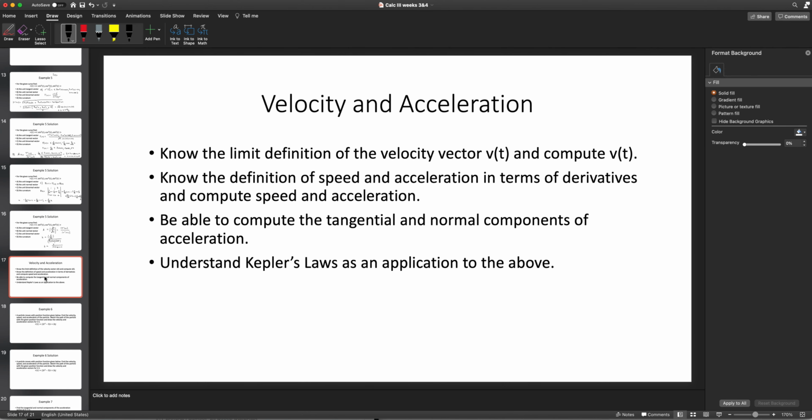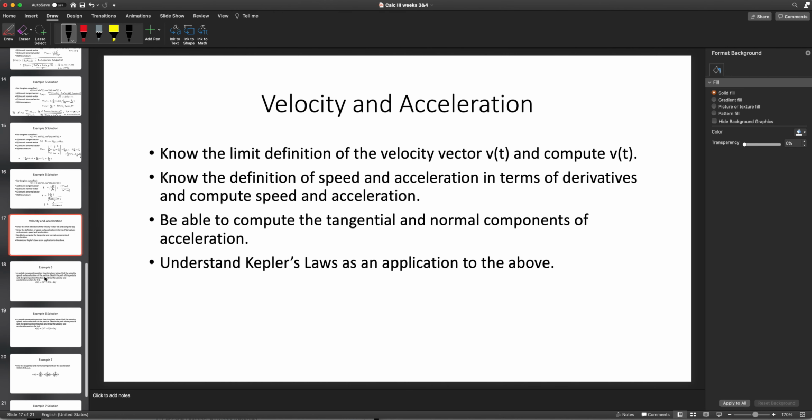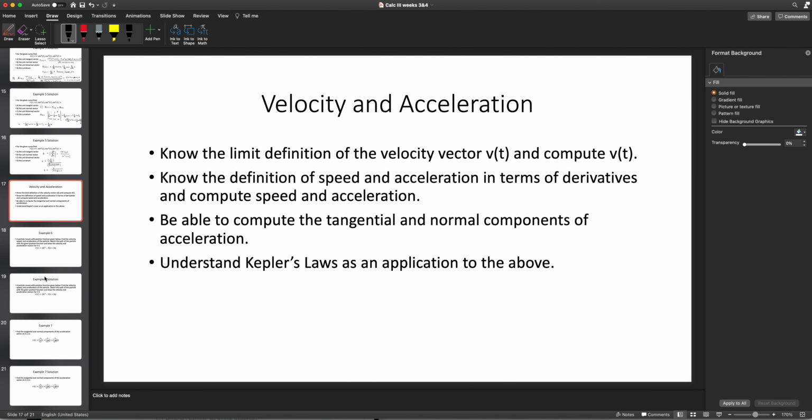All right, let's look at velocity and acceleration, next topic. So we need to know limit definitions of velocity vector v, how to compute v, know a definition of speed and acceleration in terms of derivatives, compute speed and acceleration, be able to compute the tangential and normal components of acceleration, and understand Kepler's laws and application to the above.